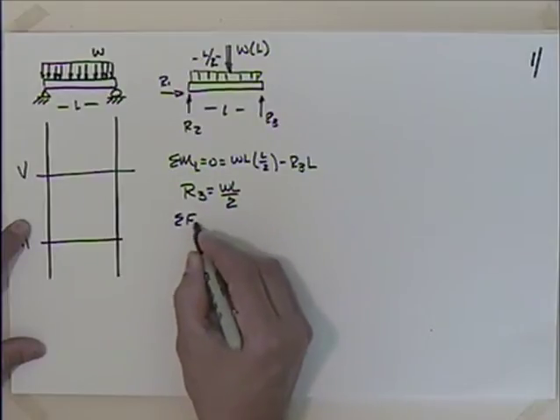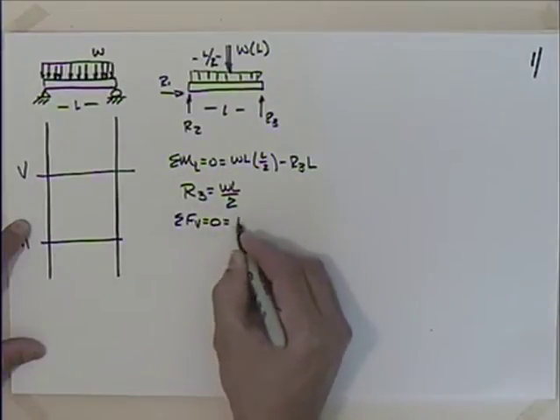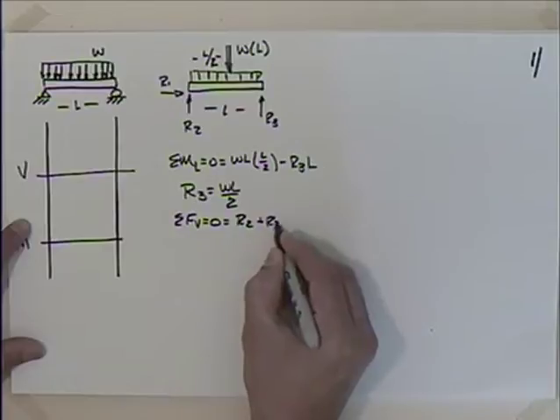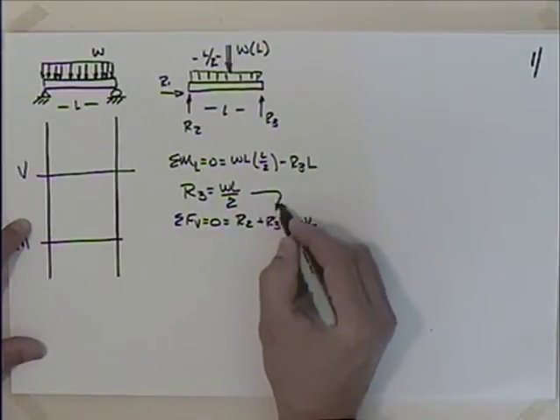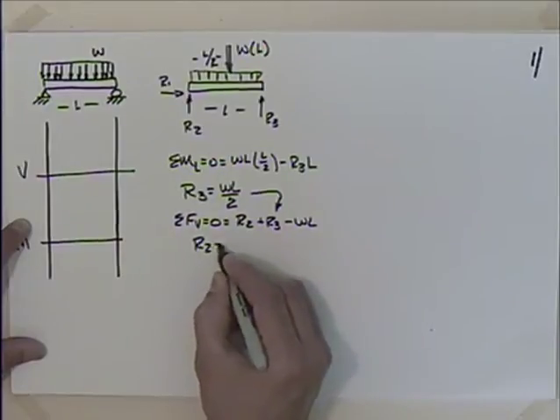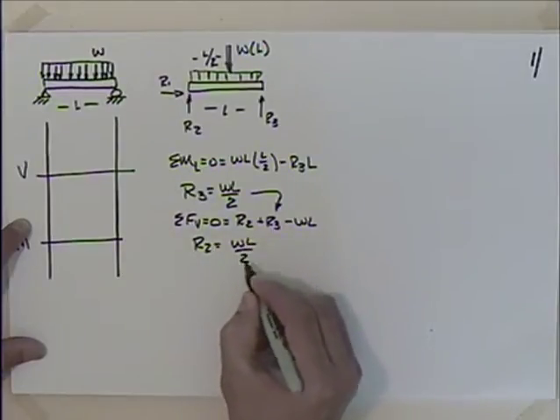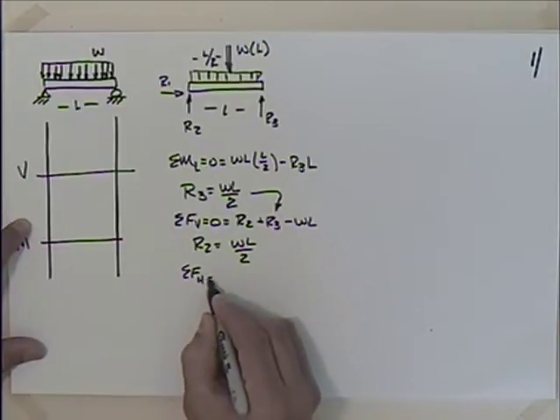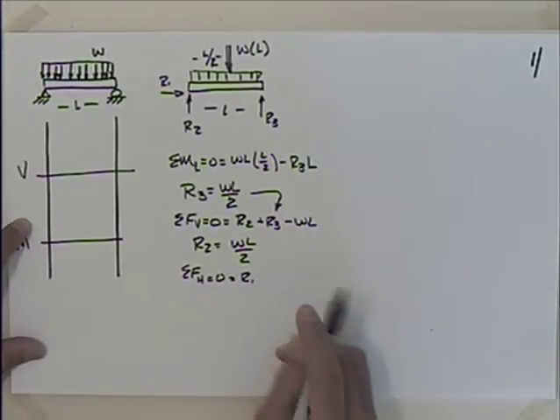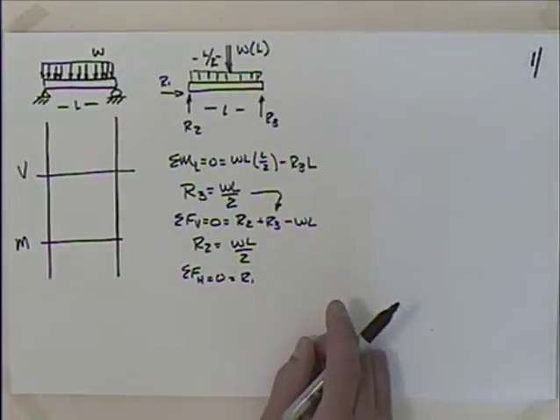We'll see that for R2. If I sum the forces in the vertical direction, setting that equal to 0, I have R2 plus R3 minus WL. We put this in for R3, and R2 becomes WL over 2. And of course, if we were to sum the forces in the horizontal direction, setting those equal to 0, we get that R1 is equal to 0.